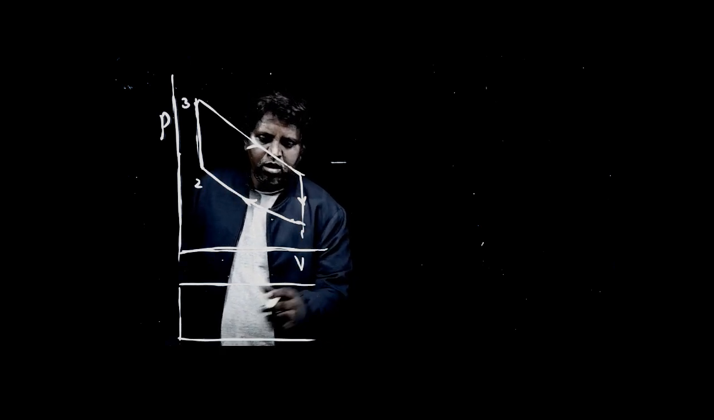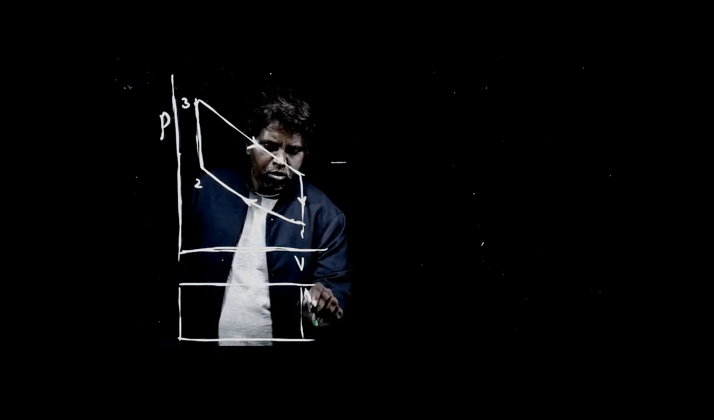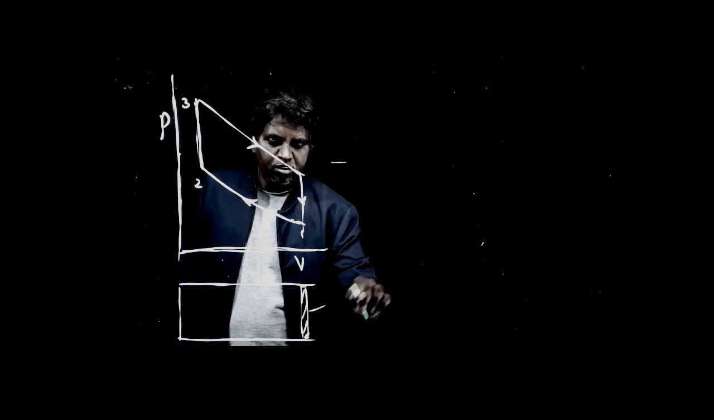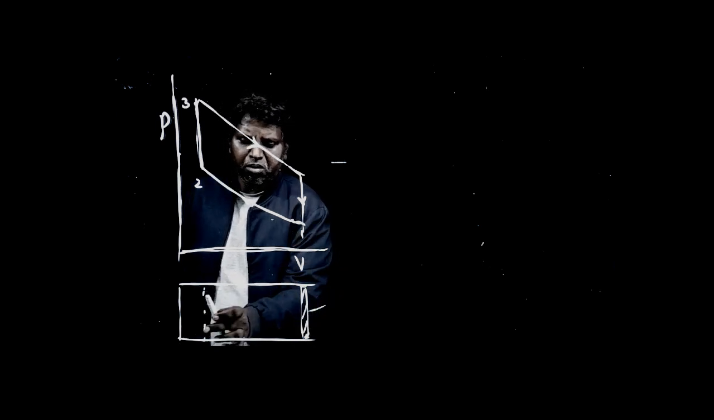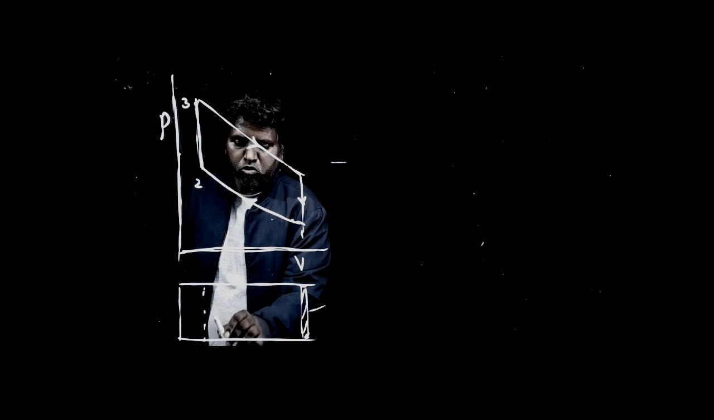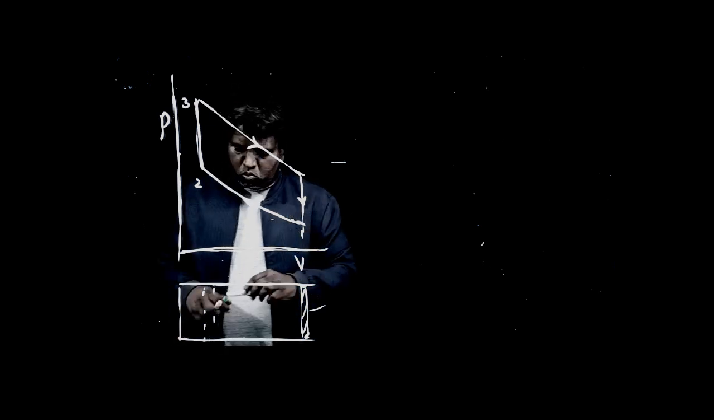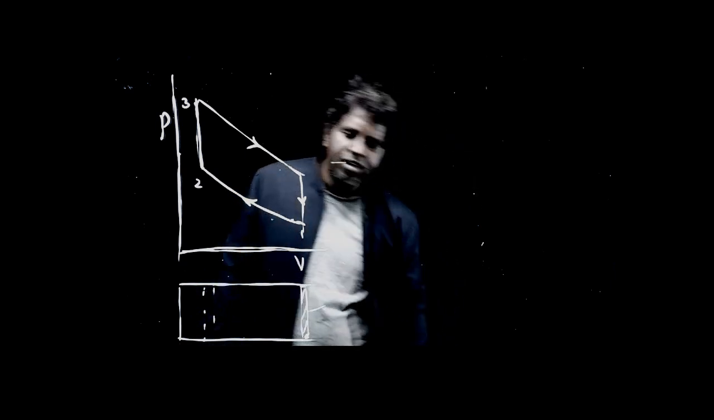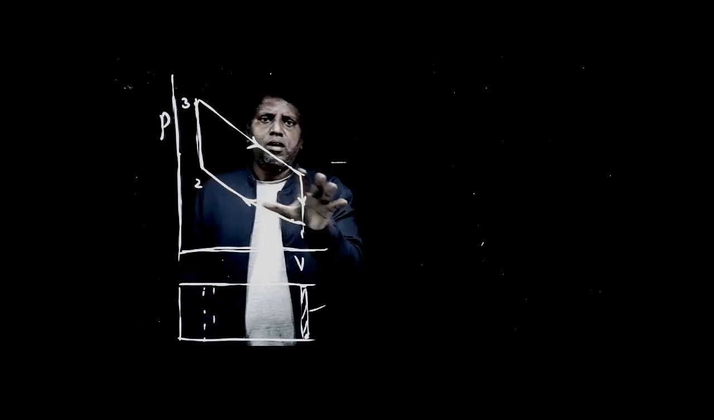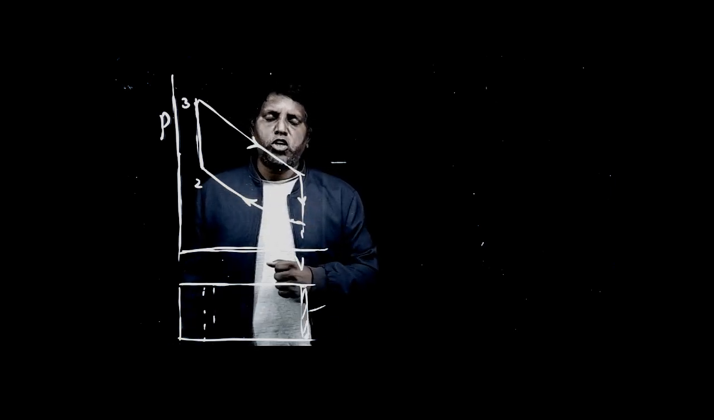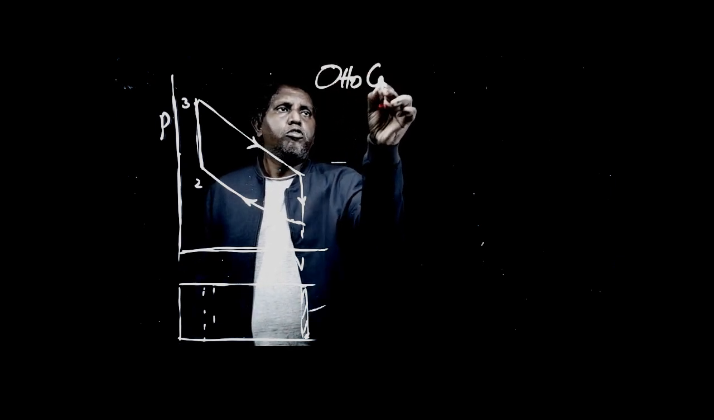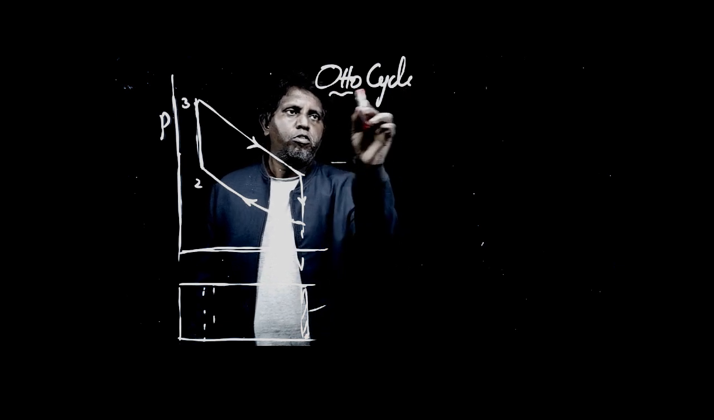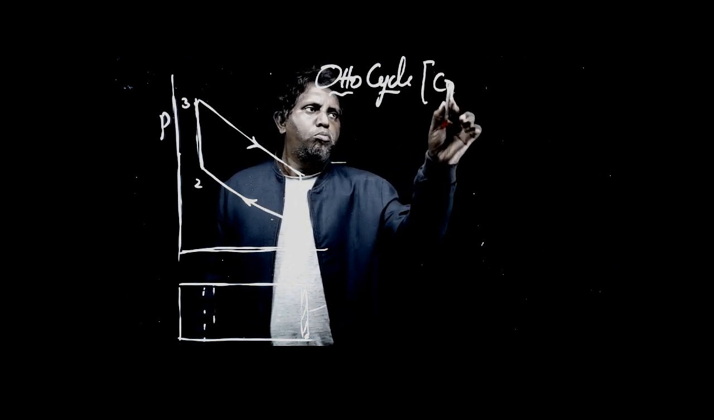But let me put another important component so that you can understand rightly. Let's say this is where my engine piston is lying. You can assume that is the piston, and the rest of the things I'm not drawing. This may be the extreme position of the piston, which the piston reaches when it is at 2. Now let me explain how this cycle is functioning, how a petrol engine works. This is an Otto cycle, also known as the constant volume cycle.